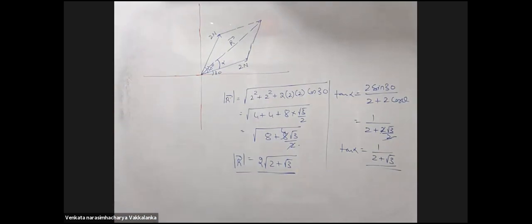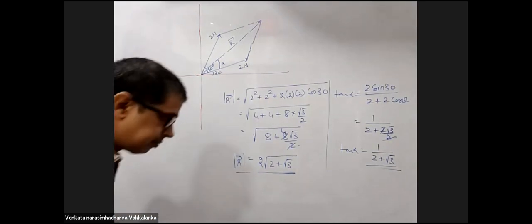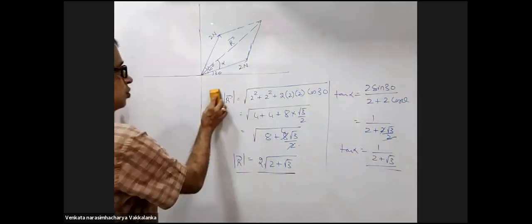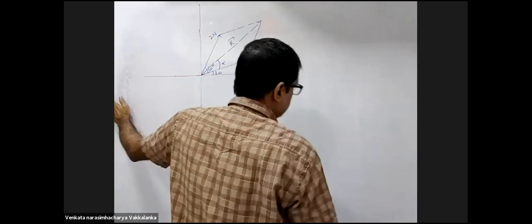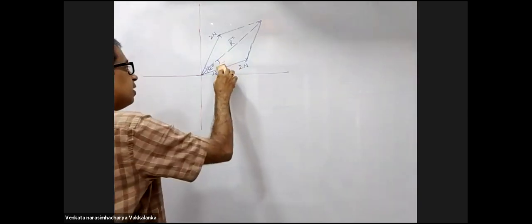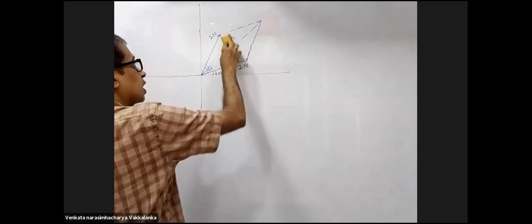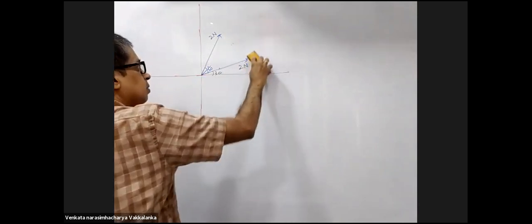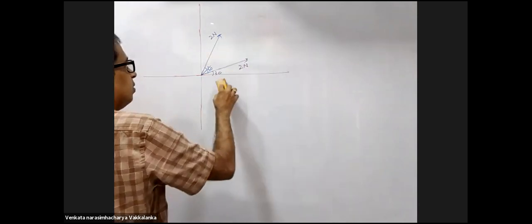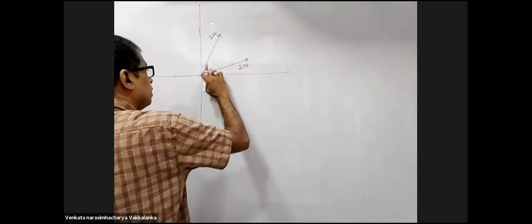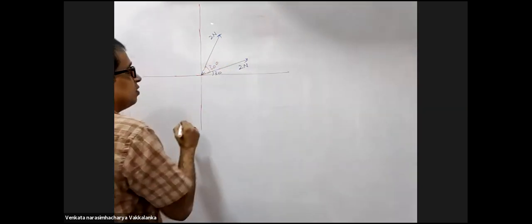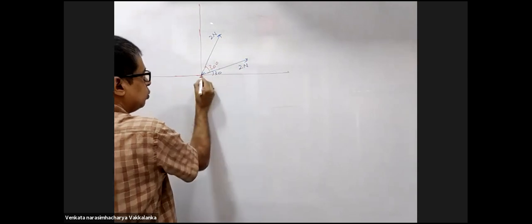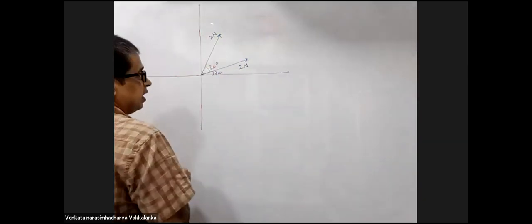Okay, done. Now, same problem, if I were to solve using a different procedure, what is your different procedure? I will not form the parallelogram in the first place. You will redraw the diagram again. For you, this angle is given as 30 degrees. Now, first of all, I will resolve the 2 Newton along x-axis and y-axis.